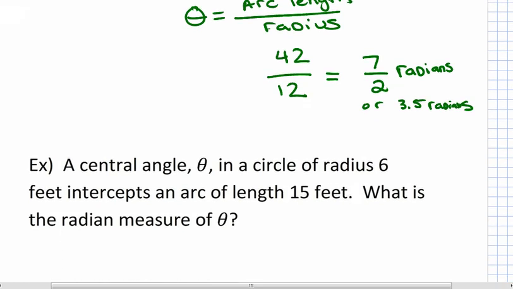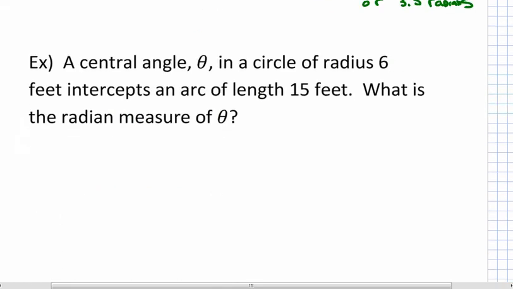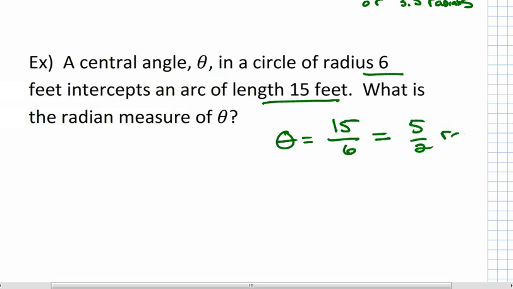Next question. It says a central angle in a circle of radius 6 feet intercepts an arc length of 15 feet. What is the measure in radians? So once again, it's arc length, so 15, over radius, which is 6. So it's 5/2 radians, or if you want to use decimals, it's 2.5 radians. And that's the measure of the angle in radians instead of using degrees.